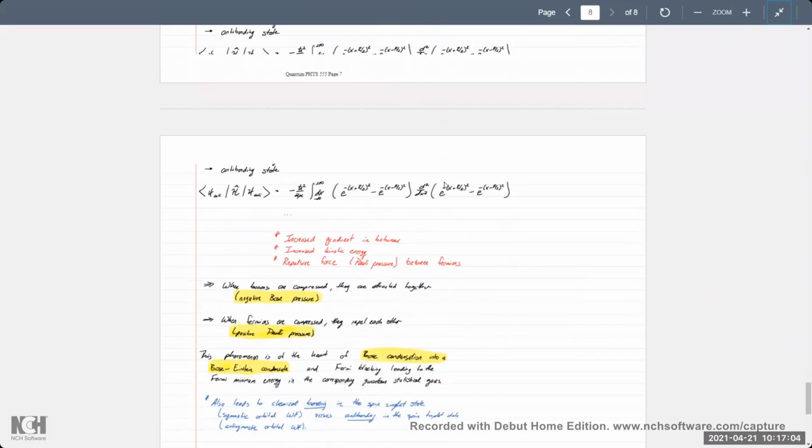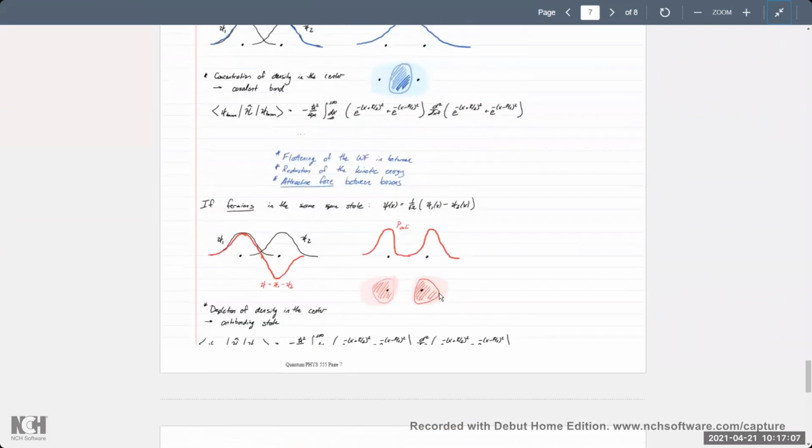So these features are known as the Pauli pressure, the effective repulsive force that happens when you have 2 wave functions that are spatially anti-symmetric. They cannot be squeezed together. The harder you squeeze them together, the more the wave function pushes them apart.